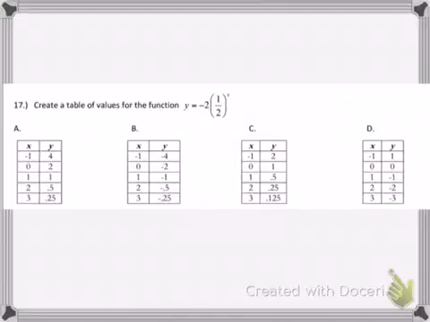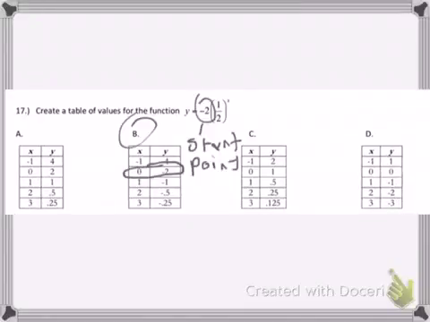Create a table of values for the function y equals -2 parentheses 1/2 close parentheses raised to the x. It is B because the initial value is -2, which is my y-intercept, so we see that it's sitting right here. We don't have to know anything else.